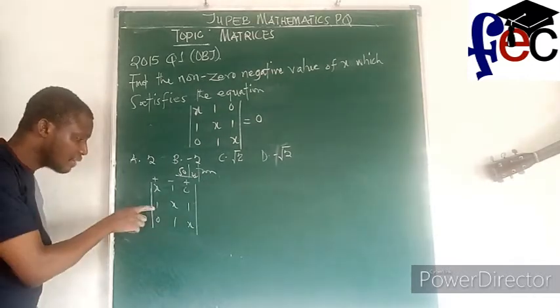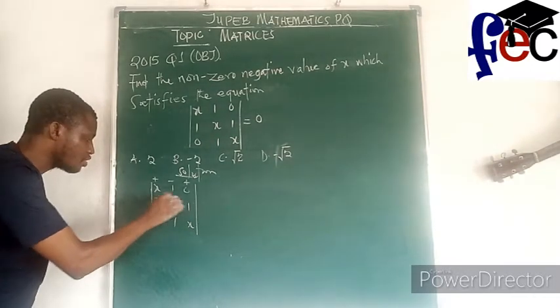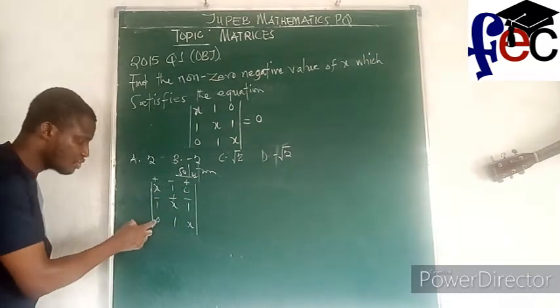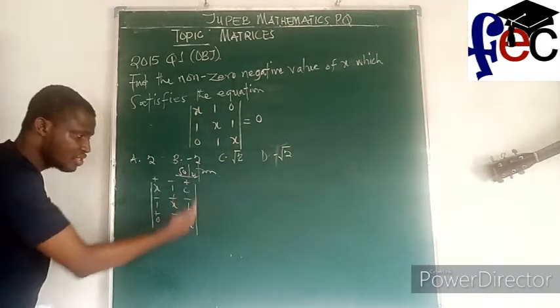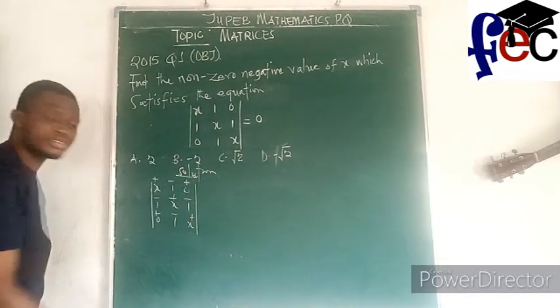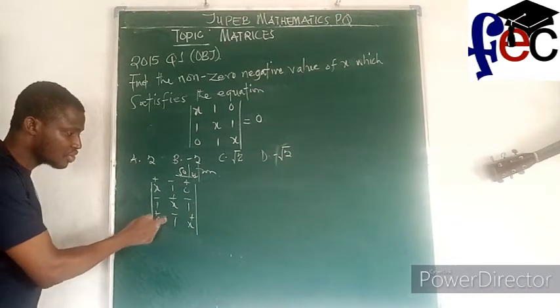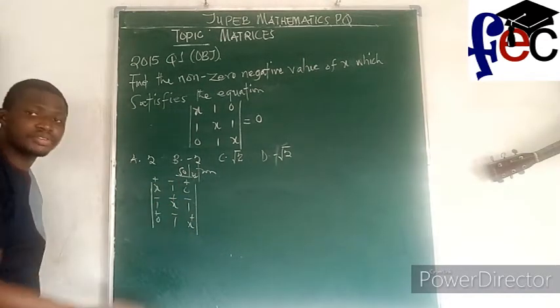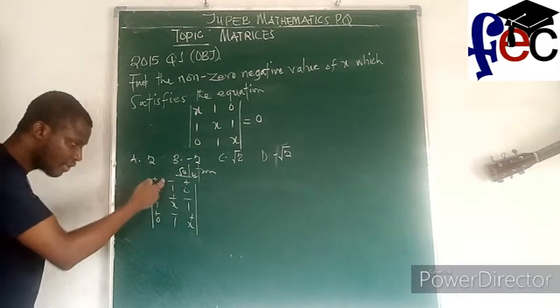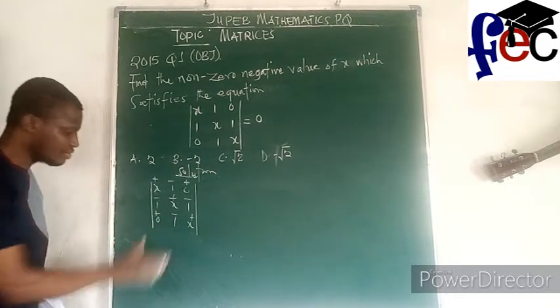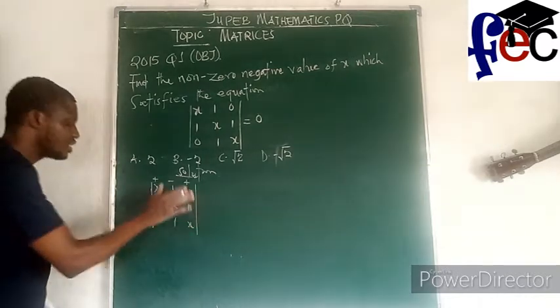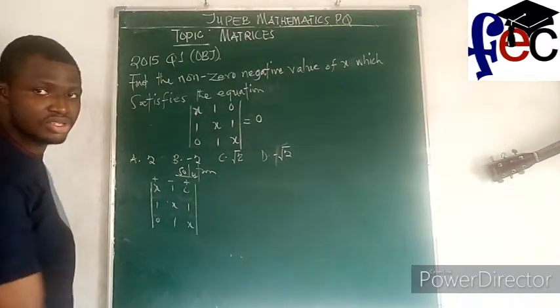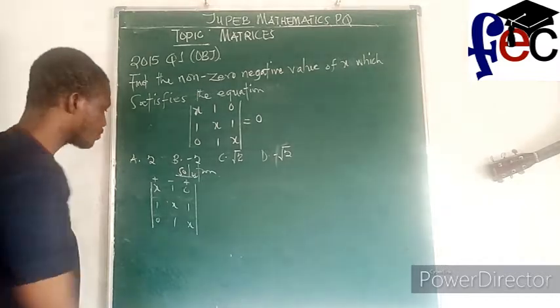So if I'm to use this one, the sign will be minus, plus, minus. If I'm to use this one, it will be plus, minus, plus. If I'm to use this column, it will be plus, minus, plus. If I'm to use this position, it will be minus, plus, minus. And if I'm to use this position, it will be plus, minus, plus. Do you see it now? Don't just cram. You can go and try it on your own, and you will get the same result. But let's use the conventional way that you are used to.